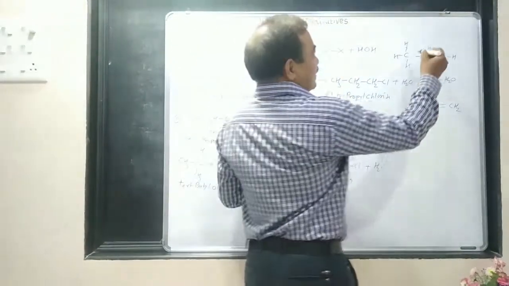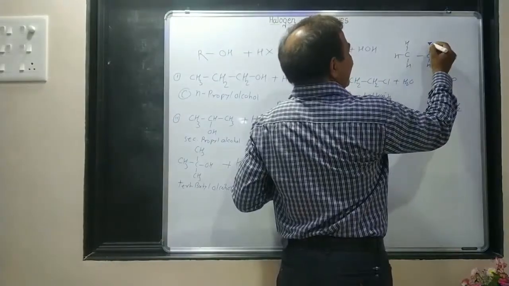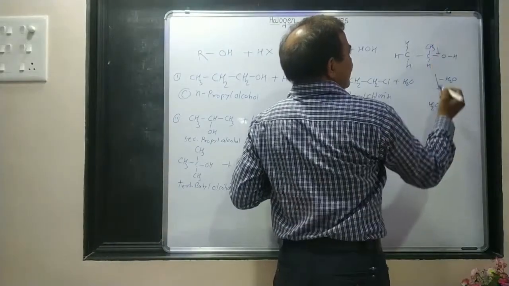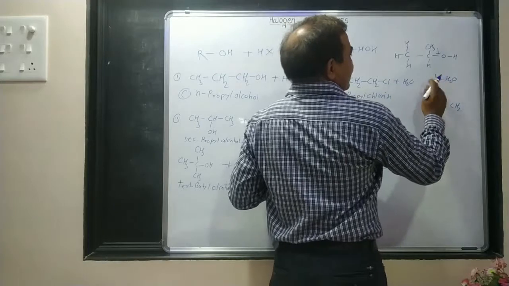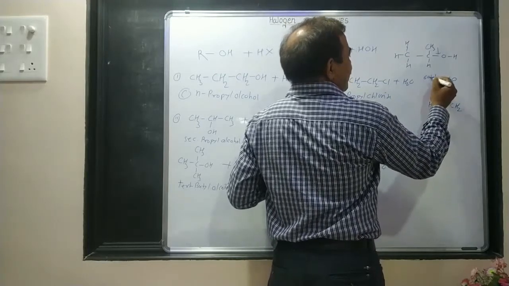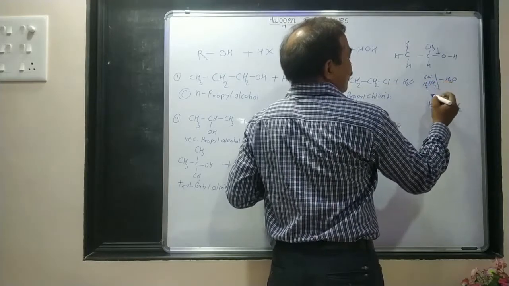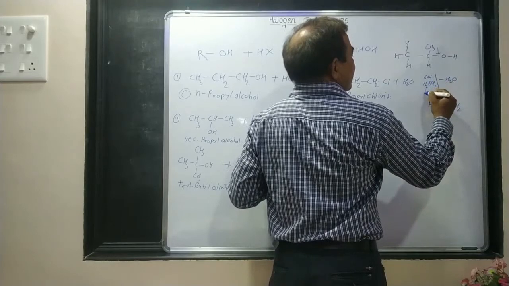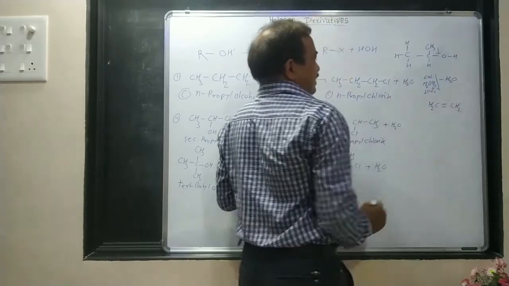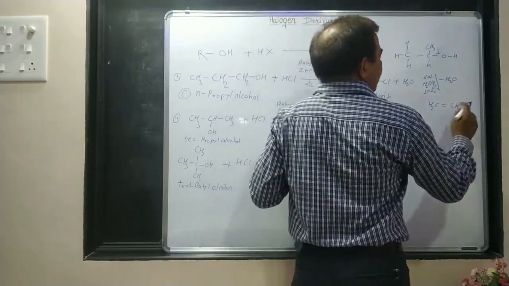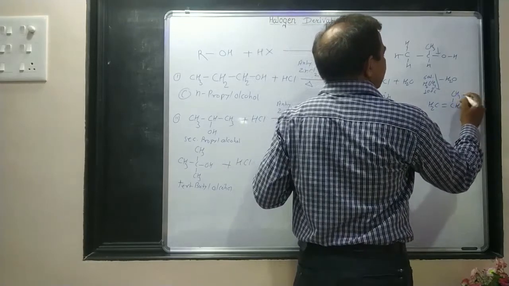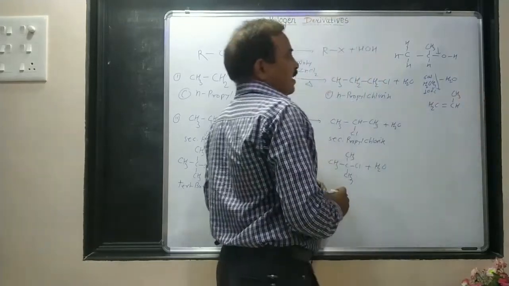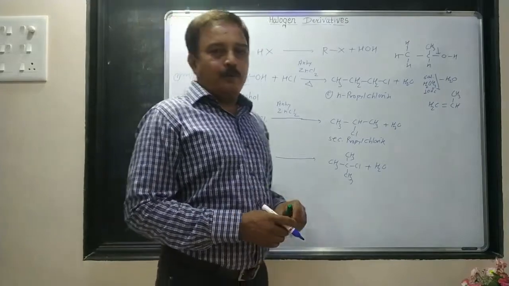Instead of this, if we take a secondary alcohol, here we require 60% H2SO4 and the temperature is 100 degrees Celsius. So we will get the corresponding alkene, that is propene, obtained.